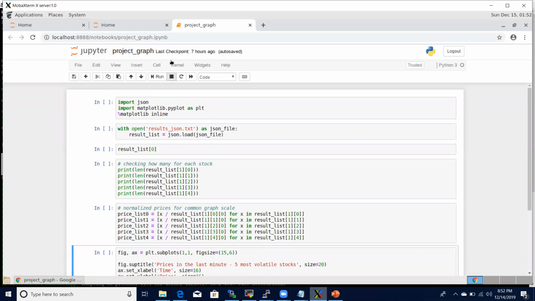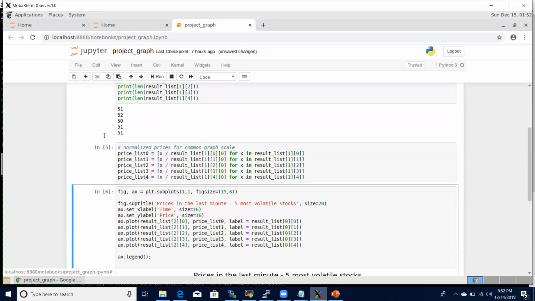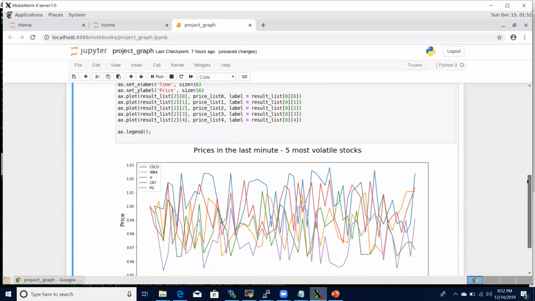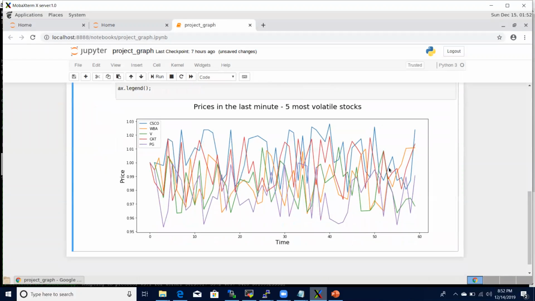Here's my notebook, and I'm going to run it and generate a graph for me of my 5 selected stocks. Doesn't look as interesting as it likely would if it was real data instead of sandbox data, but it looks fine to me because it means that my pipeline is running all the way through.